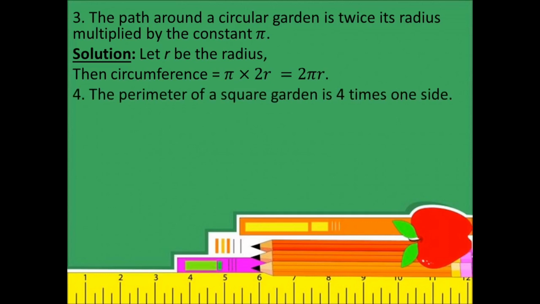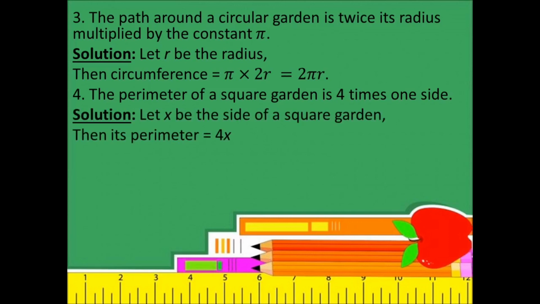Now the fourth example says that the perimeter of a square garden is 4 times one side, and here students, we don't know the side of the square garden, so we will take x as the side of the square garden. So you know that the perimeter of a square is 4 multiplied by side, so this means 4 multiplied by x, and 4 multiplied by x is equal to 4x. Hopefully this is also clear to you.